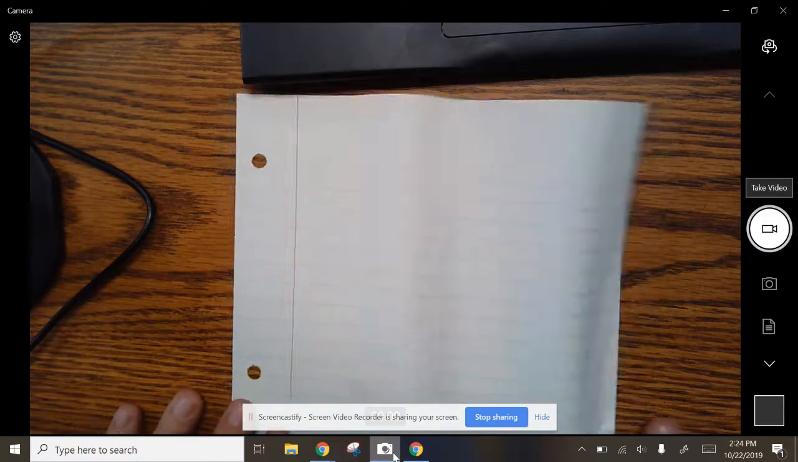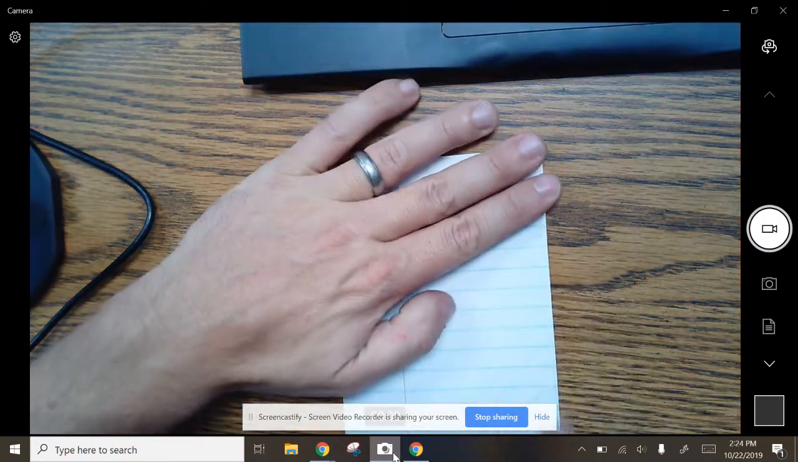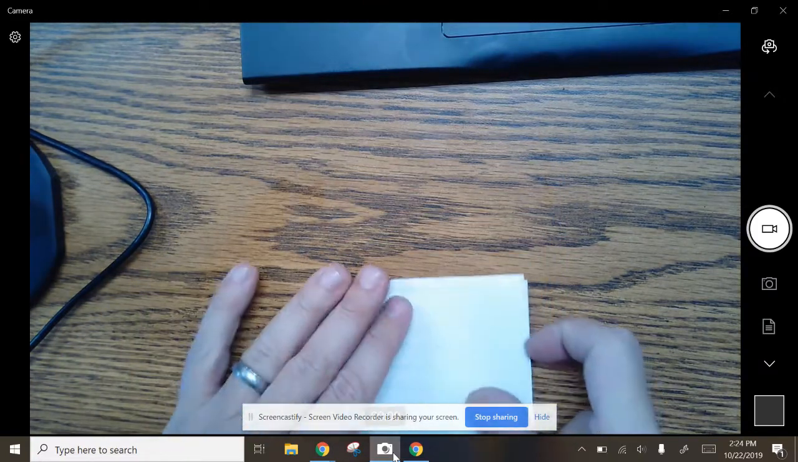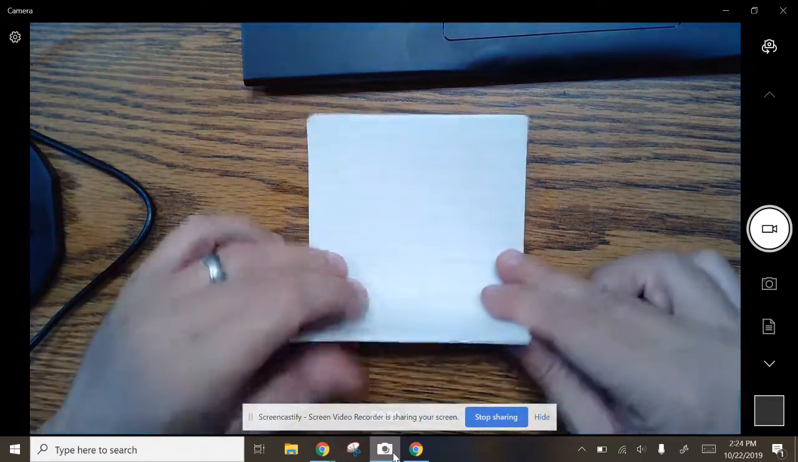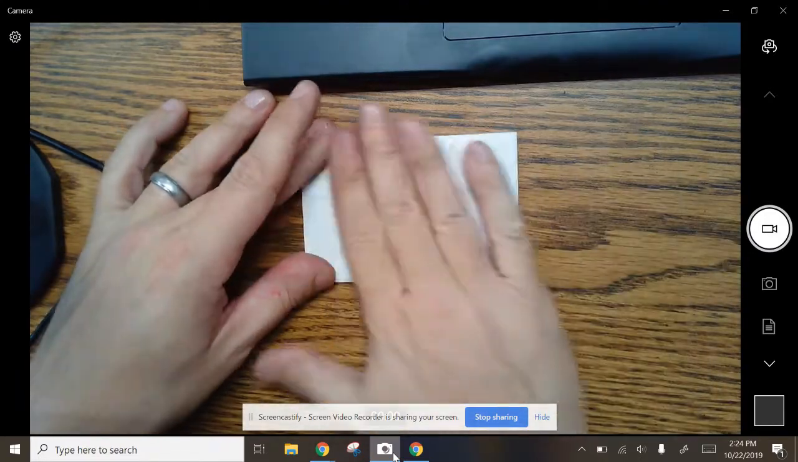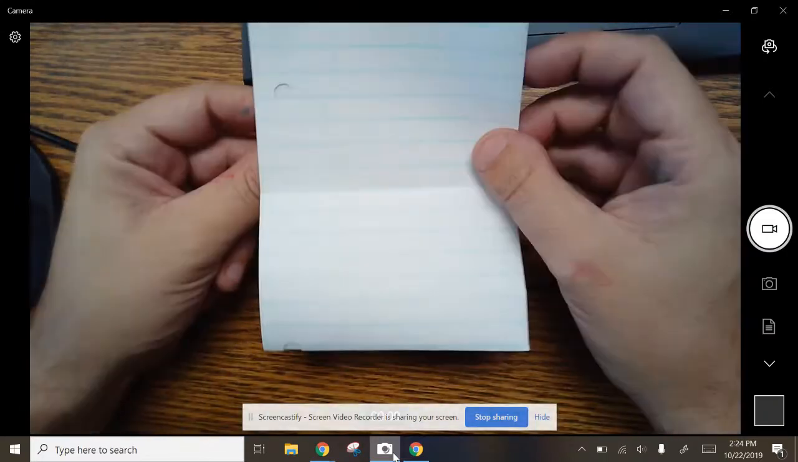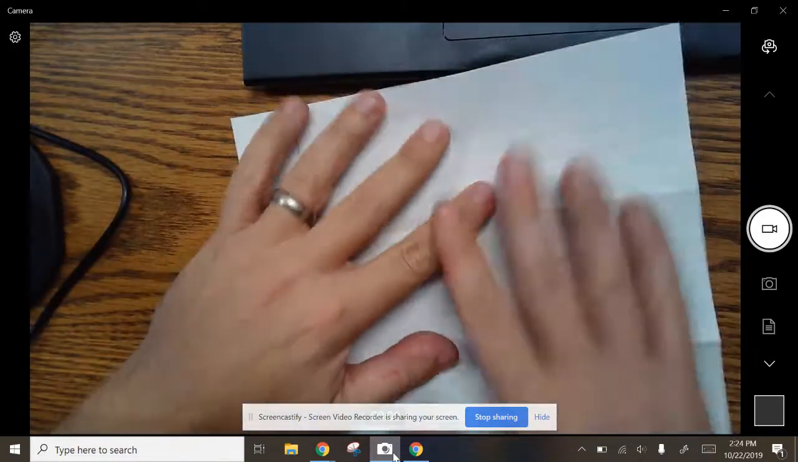Okay, guys, you have your paper in front of you here. I want you to fold it in half. All right, I want you to fold it in half this way as well. And then I want you to fold it in half one more time. So again, it was like this, then in half, another half. So you're going to have 8 boxes on the front side.